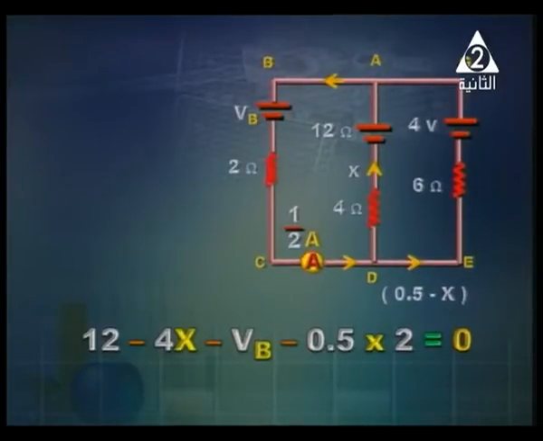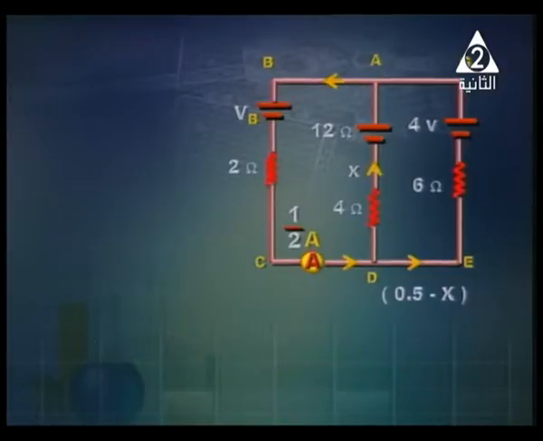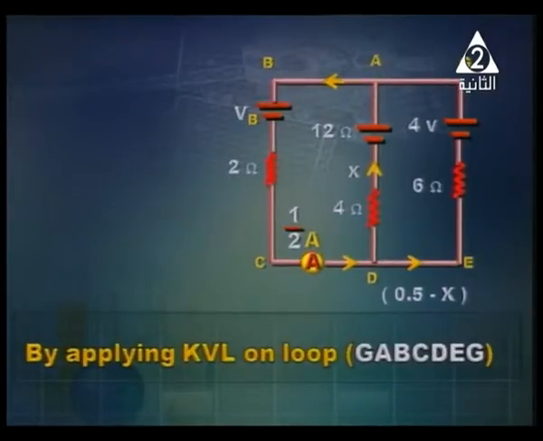We'll apply Kirchhoff's voltage law. So 12 minus 4x minus VB minus 0.5 times 2 is equal to 0. So we can say 11 minus 4x is equal to VB. This way we've managed to obtain VB, the EMF of the cell, in terms of x. This is the first equation.